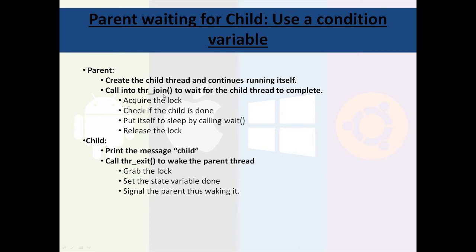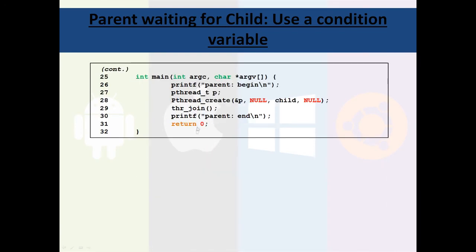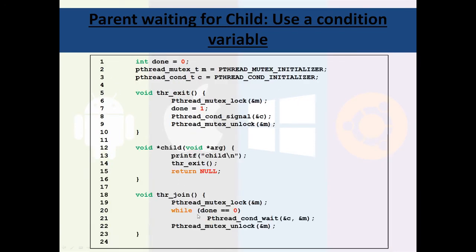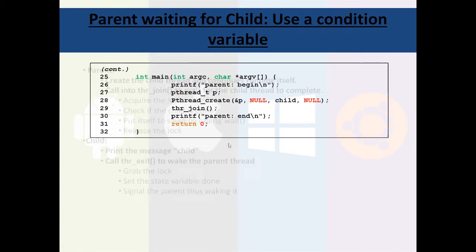It calls into thread join, and in this thread, we're waiting for the child thread to complete. But what is actually happening? So it makes that call to thread join, right? And then it comes into here. So like I said, once again, it acquires a lock. It then checks if the child is done through that done variable. And if it's not done, it will put itself to sleep by calling wait.